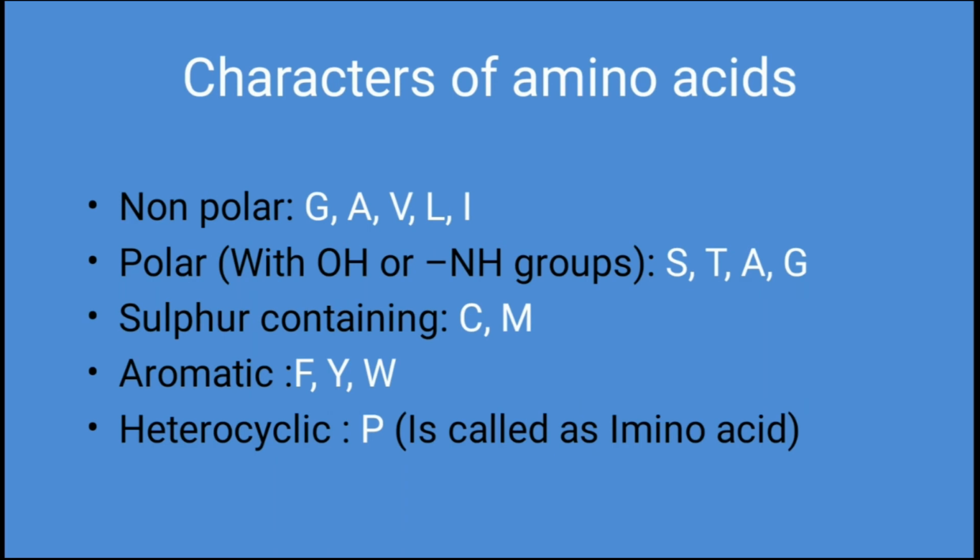In addition, the non-polar category amino acids are G for glycine, A for alanine, V for valine, leucine and isoleucine. And polar amino acids are serine, threonine, asparagine and glycine. So glycine behaves both as polar and non-polar under different solvent conditions. And sulfur containing amino acids are cysteine and methionine. And aromatic amino acids are phenylalanine, tyrosine and tryptophan. A heterocyclic amino acid example is proline and it is also called an imino acid.